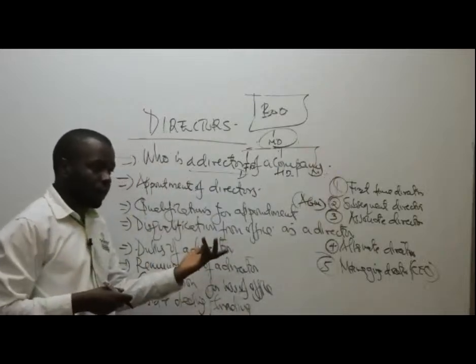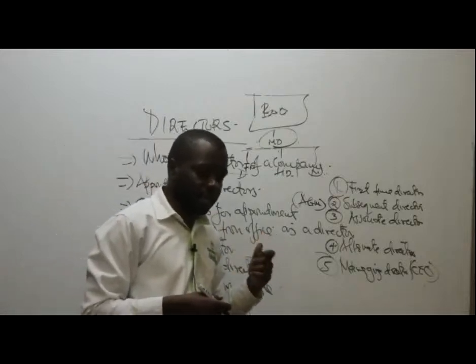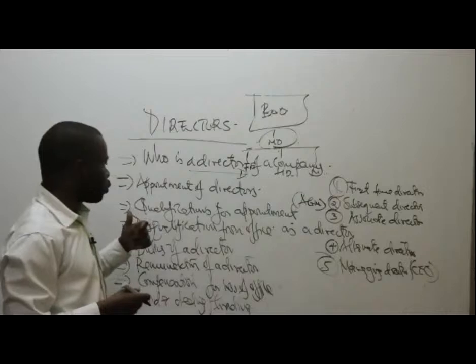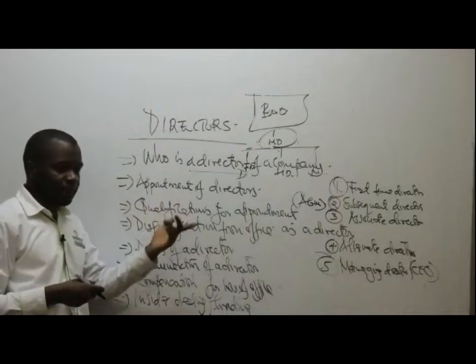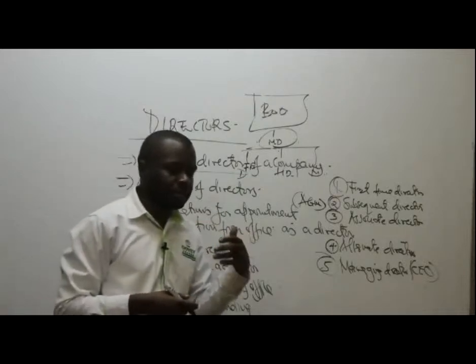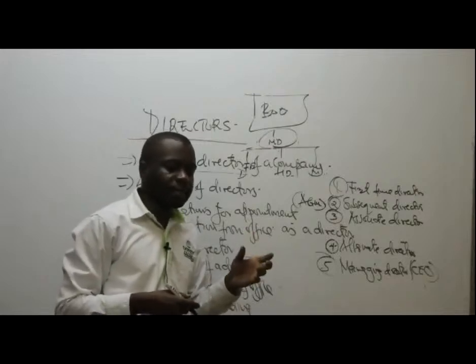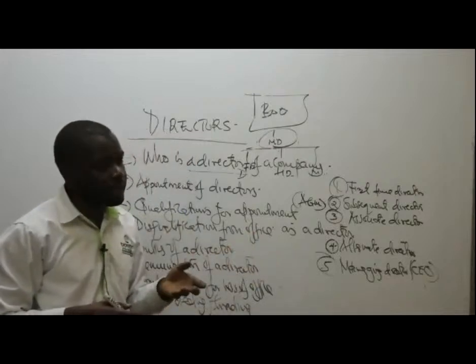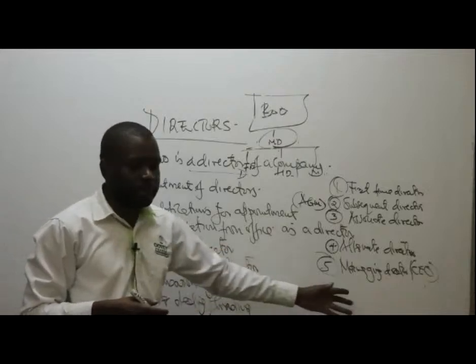Those are some of the ways you can become a director in a company. So appointment of directors, as we've said, is how it can happen. Maybe you can be a first-time director, appointed by the promoters. You can be a subsequent director, maybe appointed by the members at the annual general meeting. You can be an associate director. You can be an alternate director or maybe a managing director.